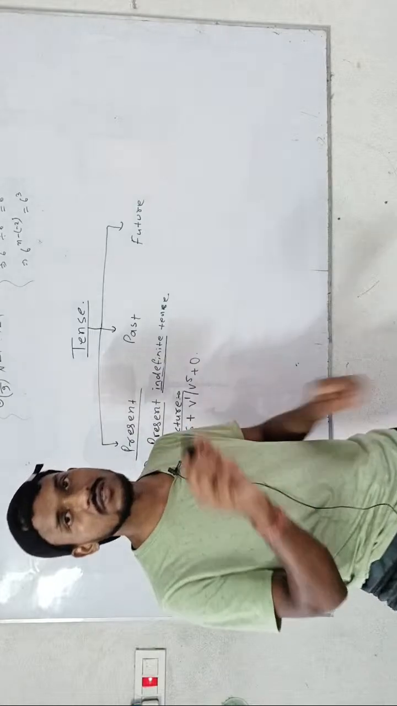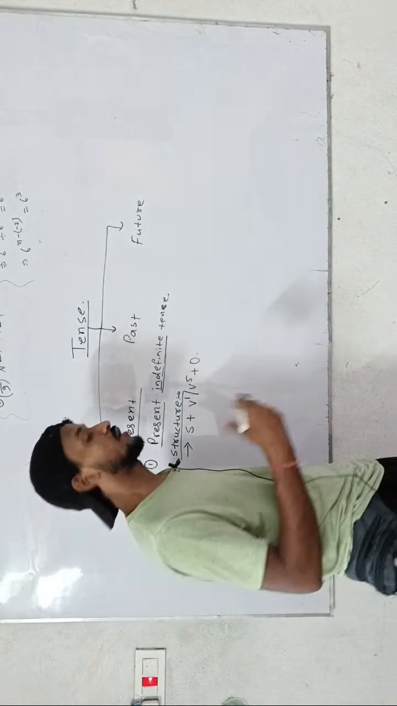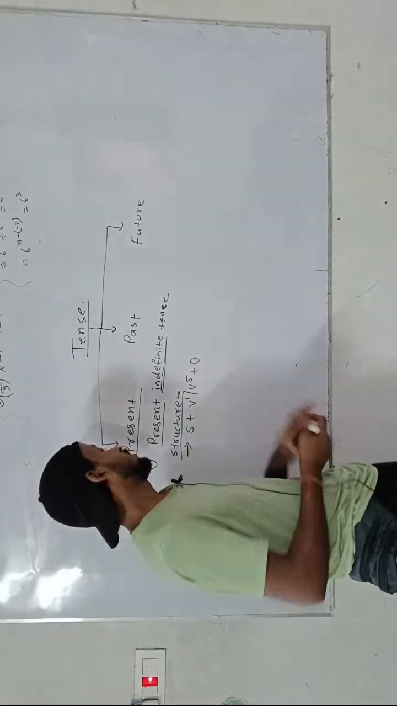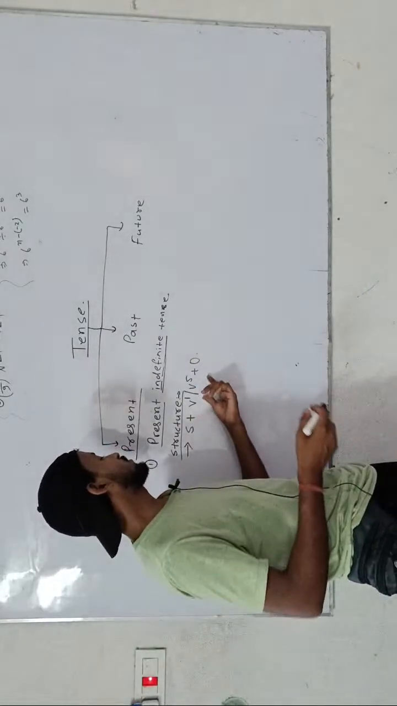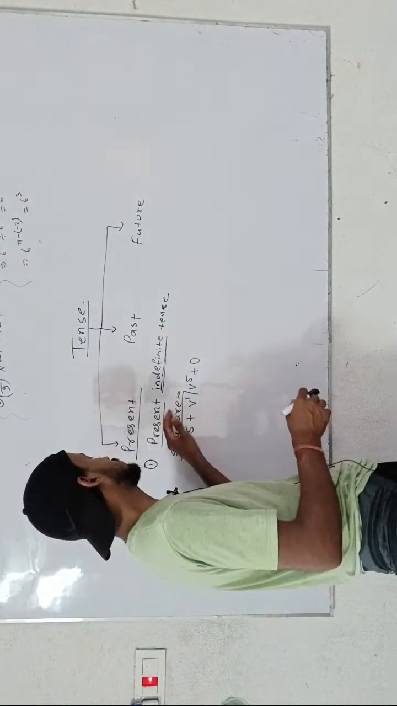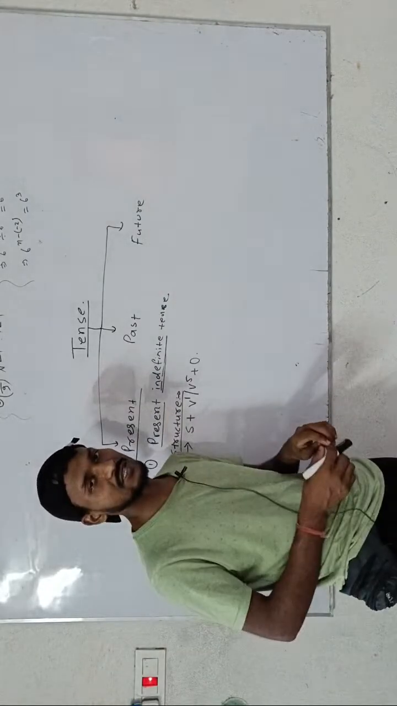Negative sentence means there is a negative, a not. Interrogative sentence means a WH question. So the structure is subject plus V1, V5 and object. This is the structure of the present indefinite tense.